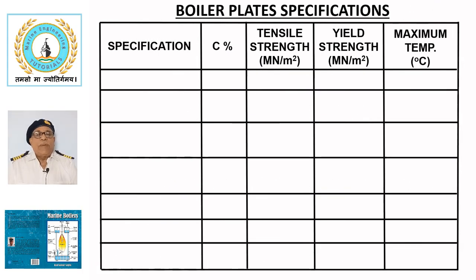Boiler plates specifications. Boilers require a variety of steels ranging from low strength, low carbon steels to high strength, high alloy steels and even stainless steel for different parts. The mean metal temperature range of 450 to 480 degrees Celsius serves as the general dividing line between carbon steels and alloy steels.